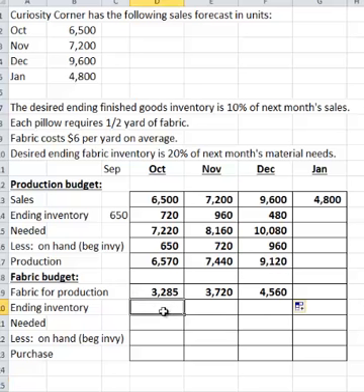Ending inventory, that's a different rule than our policy for raw materials. We need 20% of next month's production needs. Not next month's production, next month's material needs for production. Okay, and we can copy that over. That'll be the same in November. We can't do December because we don't have January's production. So this column then becomes dead and we can only do these 2 months.